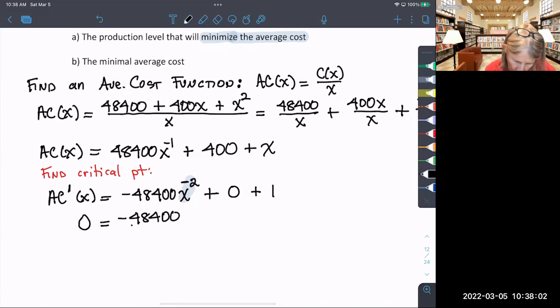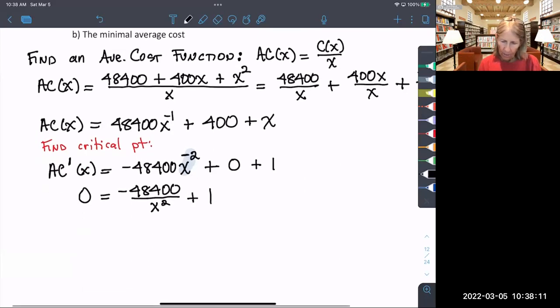-48,400 over X squared plus 1. Set that equal to 0. Let's do some solving. To solve that, let's get rid of our fractions. So let's multiply by the LCD on both sides of the equal sign. Everybody multiplies by X squared, right?